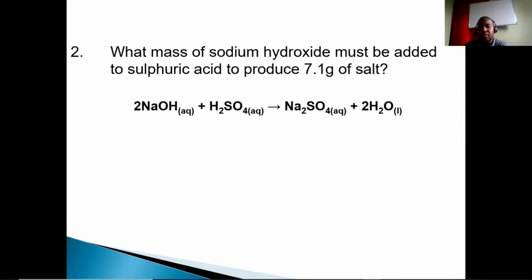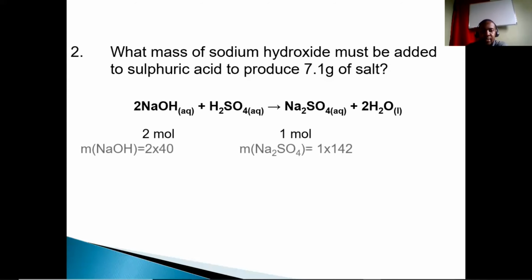So again, now we make the link from what we have to what we need to find. So we have the mass of the salt, sorry, right? And we need to know the mass of sodium hydroxide from our reactant, right? And also we make the link between the moles, right? So we know we have 2 moles of sodium hydroxide to give us 1 mole of Na2SO4, right? So in that case, we can find the mole of the salt being produced since we have the mass, right?